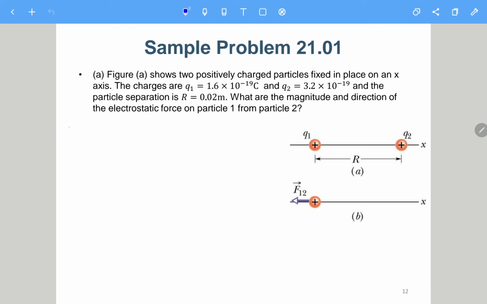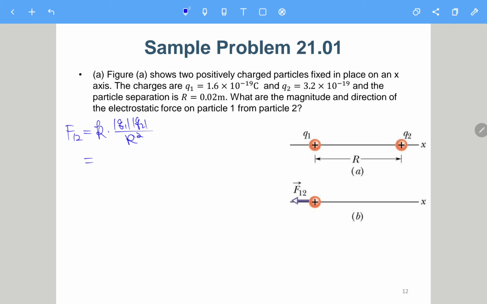Okay, so we can write F12 equals K times Q1 Q2 over R squared. This one is capital R, so I write capital R here. Originally we don't have the absolute value here, but actually you can just calculate the magnitude of the force, and then you just determine the direction of the vector by yourself. So we just take the absolute value here, so make everything positive.